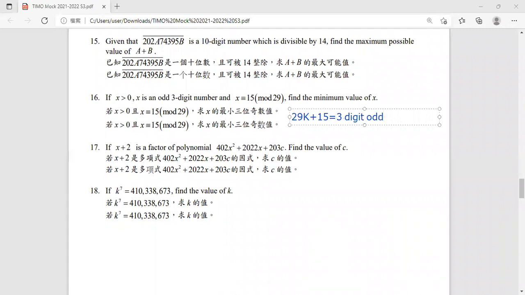Okay, so you find the minimum. Now I know that 29 times 4 equals 116. Actually, 29 times 3 is 87, and 87 plus 15 is 102, but it is even, so it doesn't work. So I have to add 29 to it. So 102 plus 29 is 131. So the answer is 131.